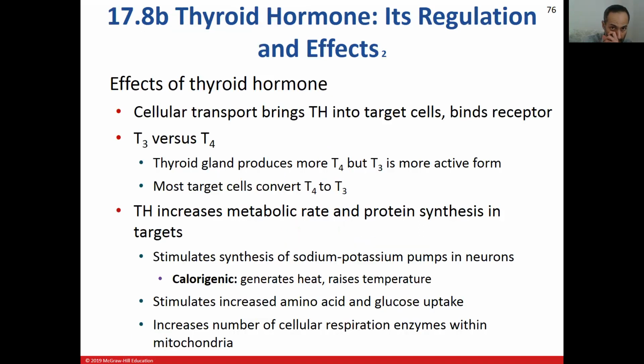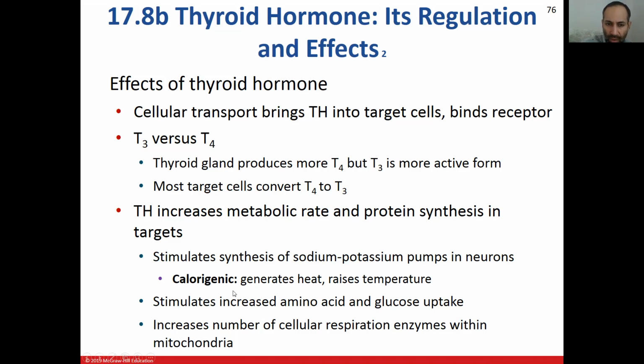All right. So these are the effects of your thyroid hormones, right? They increase your metabolism, as you can see. When your metabolism increases, you become hot. You feel hot too because it has a calorigenic effect. High metabolism, just like after exercising, it generates heat.